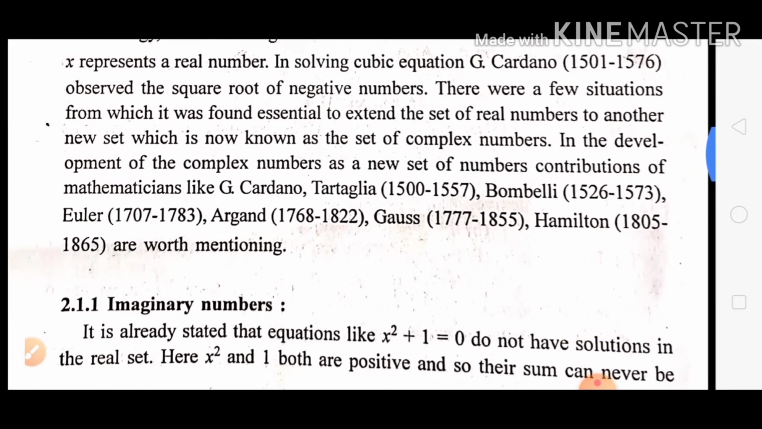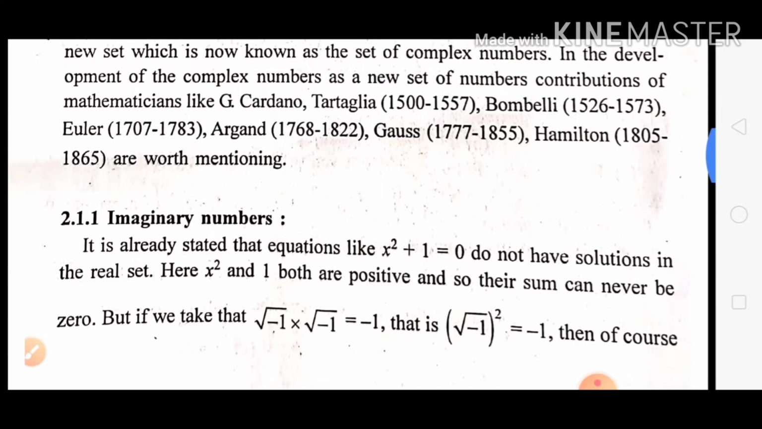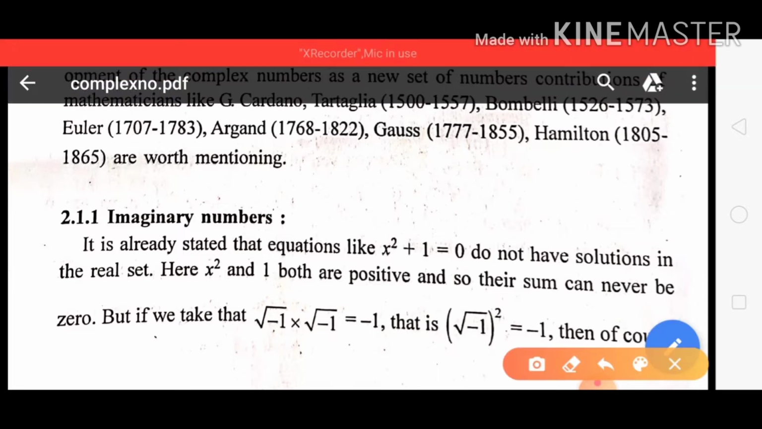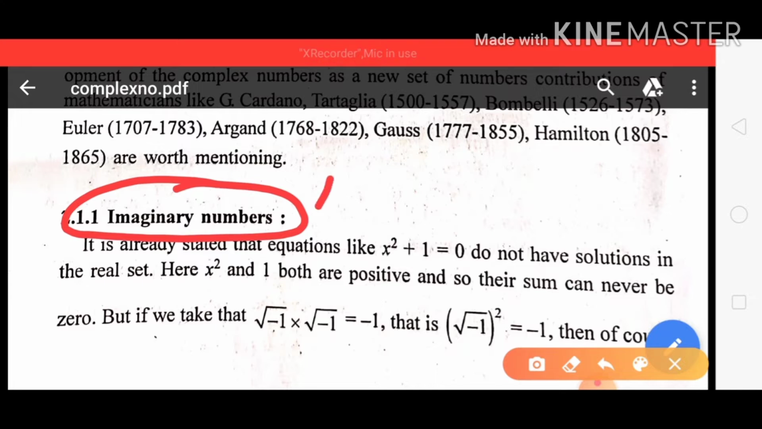I'm not going to read this all. So before learning complex numbers, you have to know what imaginary numbers are. Imaginary numbers we have learned before. It is denoted by the small letter i, and we can get this by solving the quadratic equation x square plus 1 equal to 0.